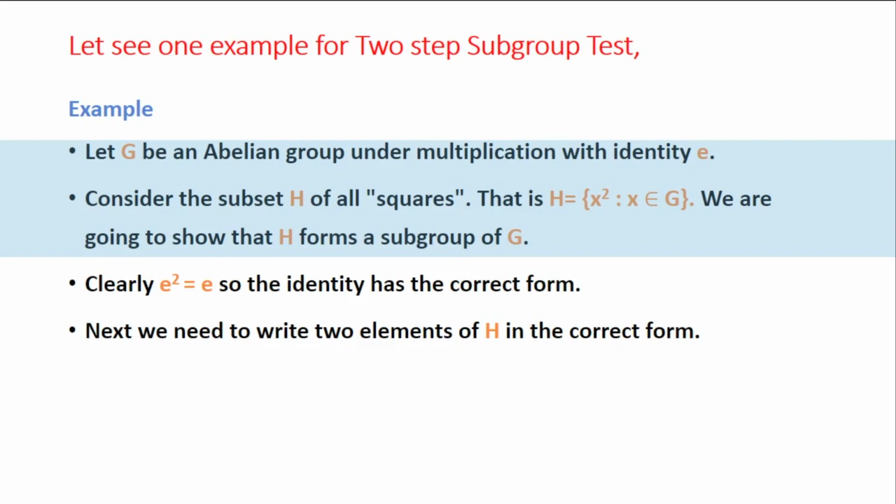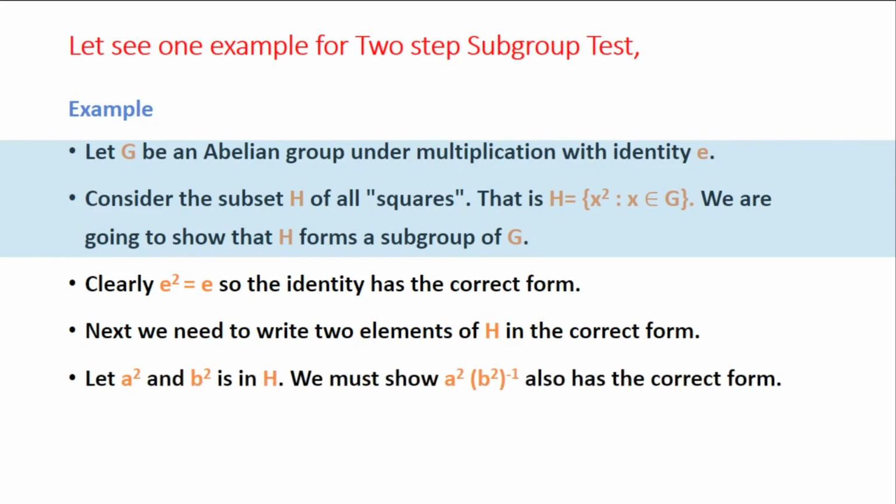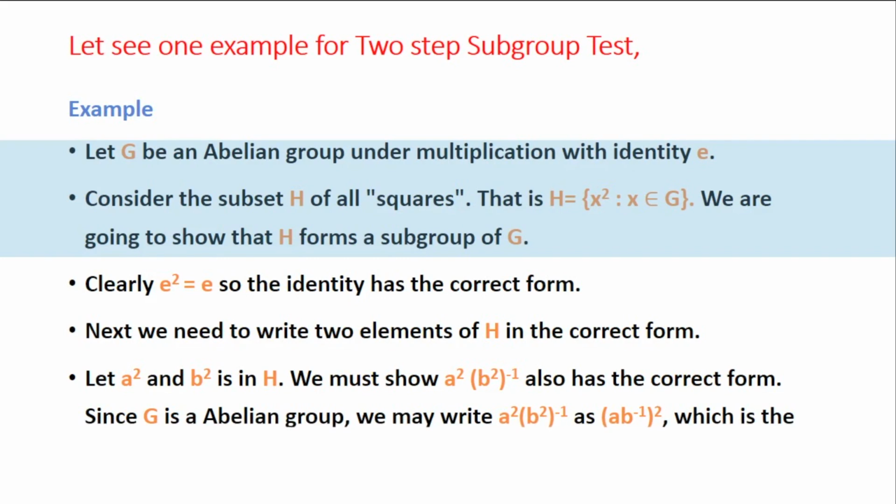Next, we need to write two elements of H in the correct form. Let a squared and b squared be in H. We must show a squared times b squared, the whole to the power of minus 1, also has the correct form. Since G is an abelian group, we may write a squared times b squared, the whole to the power of minus 1, as ab to the power minus 1, the whole squared, which is the correct form. Thus, H is a subgroup of G.